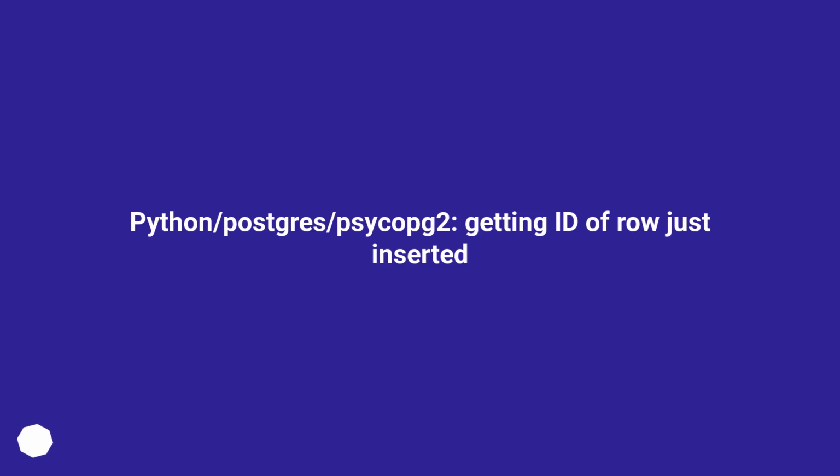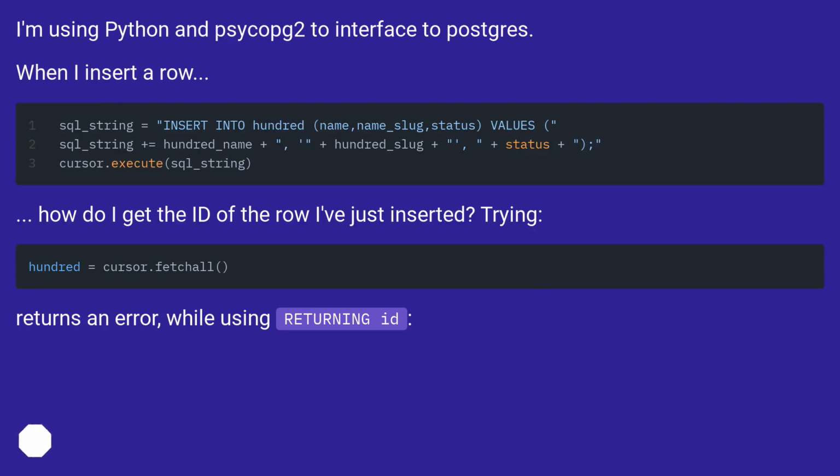Python/postgres/psycopg2, getting the id of the row just inserted. I'm using Python and psycopg2 to interface to Postgres. When I insert a row, how do I get the id of the row I've just inserted?